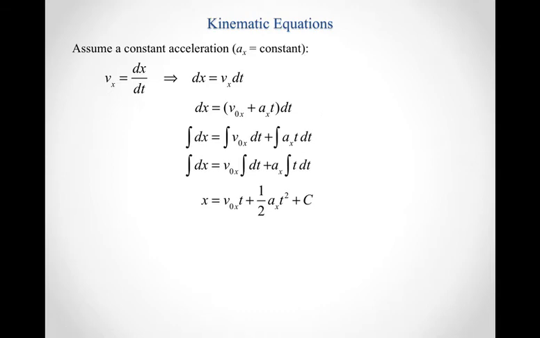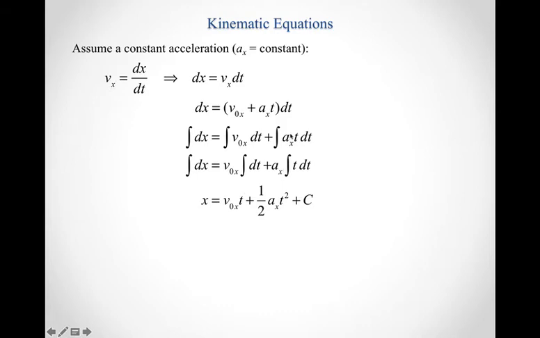I've got a couple of terms on the right, a single term on the left. So when I integrate dx, I just get x. Again, v naught x is just some value. It's what the value was of the x component of the velocity at t equals 0, so it's just a number. I can pull it out. I'm left with the integral of dt, that's just t.